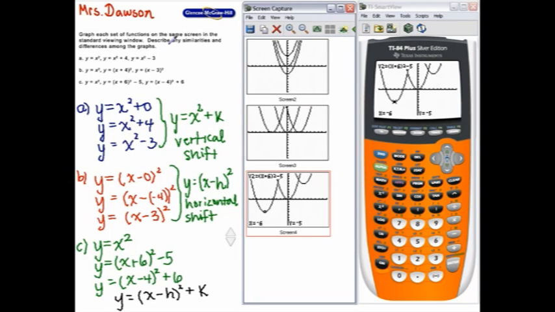So we're to describe any similarities. Notice that they're all parabolas of openings being exactly the same. The differences are shifting up and down, shifting left and right, and then in part C, shifting both up, down, and left or right.